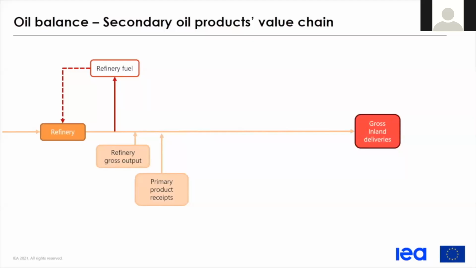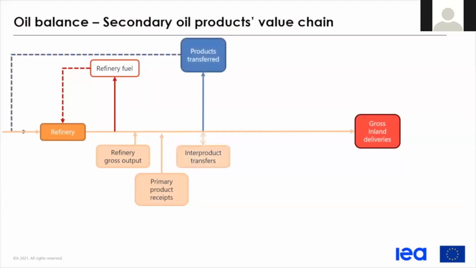So, for example, as I said before, the crude oil that will be used to be burned in a power plant to generate electricity. We can have then some products transferred to be used as primary oil products, as in the previous slide, and inter-product transfers. Those transfers will be, for example, some specific refined oil products that will be used as another product with other properties.